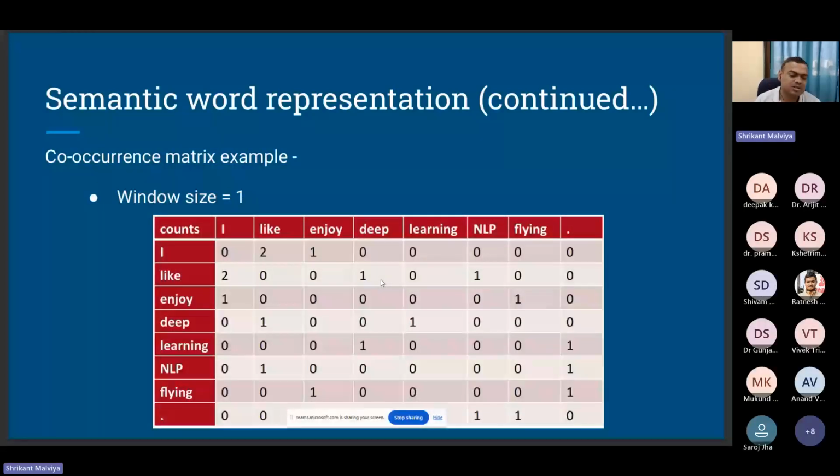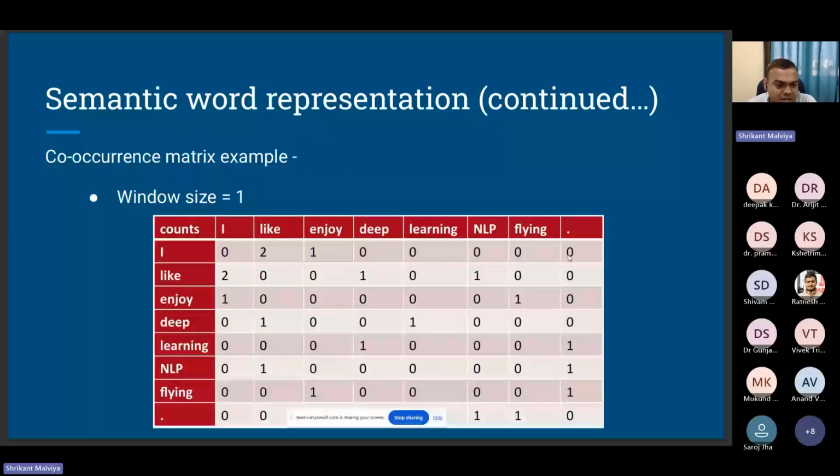So if you just follow this criteria according to the window size and fill this co-occurrence matrix, you will get a vector for each word. Like for I, the vector is 0, 1, 1, 0, 0, 0. So it has more information as compared to a one-hot vector. Although the matrix is still a sparse matrix, it carries some information, like what the surrounding words are for a given word, based on the vector.